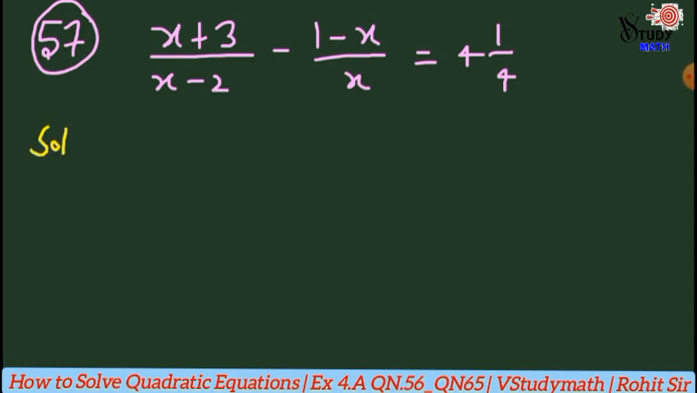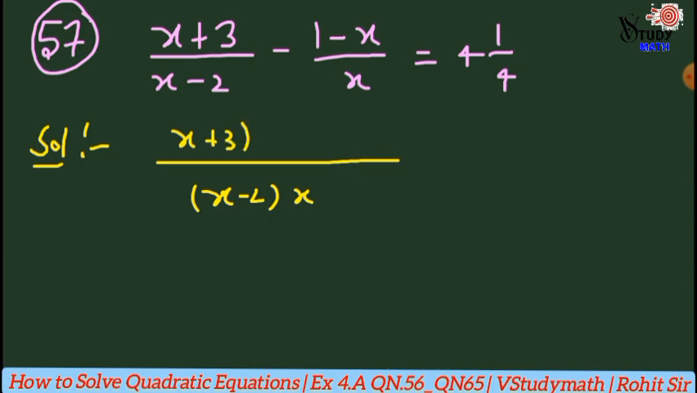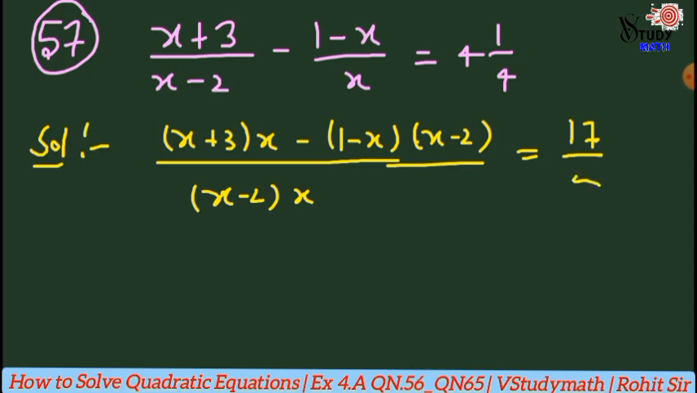So now solve it. Now take the LCM. In the left hand side, the LCM will be (x minus 2) into x. Now we have x plus 3 in the numerator, and this x is going to be multiplied here. 1 upon x is going to be multiplied by (x minus 2) is equal to 4 fours are 16 plus 1 is 17 upon 4.